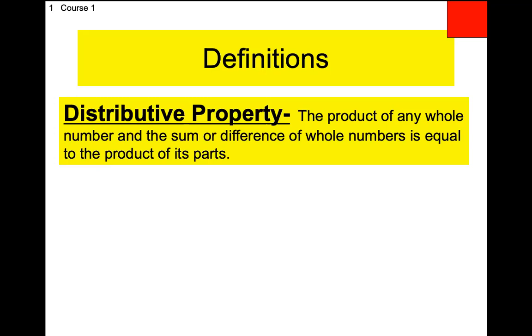Remember what I said? Write the words down. It will make sense once we do some. And then when you reread the definition, it will make a lot of sense. The product of any whole number and the sum or difference of whole numbers, plural, is equal to the product, the multiplication, of its parts. You see, that doesn't make any sense. Agreed? It will after we do some. The product of any whole number and the sum or difference of whole numbers is equal to the product of its parts. Probably one of the longest definitions we will write this year.